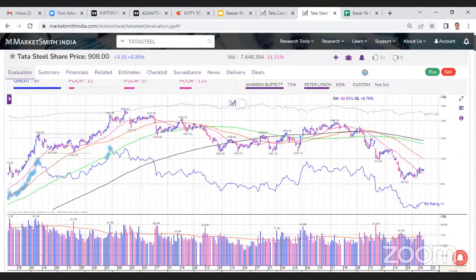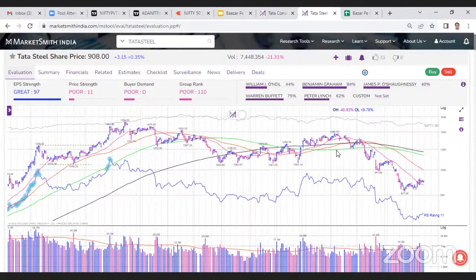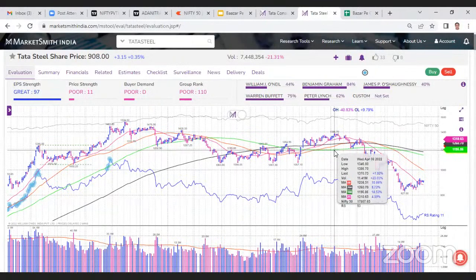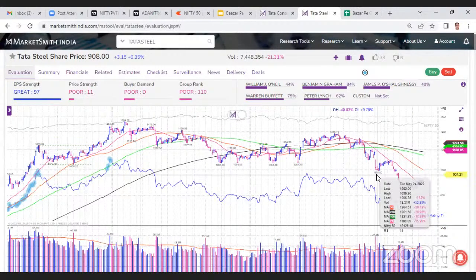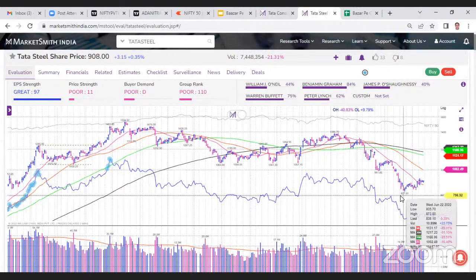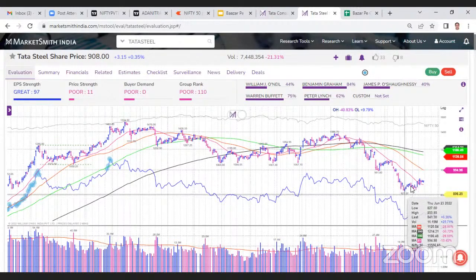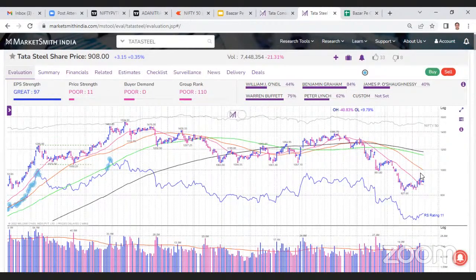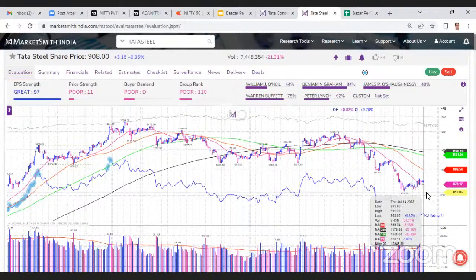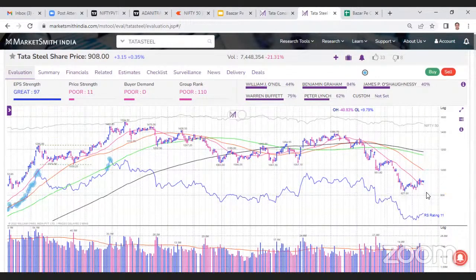Tata Steel has also fallen very sharply after the top it formed in April. From then on, the stock has formed two lower lows, 991 and 827. From 827 it has tried to bounce back and is trying to move upside. But overall sentiment in this stock is negative. It is trading below its 50 DMA, and also below its 100 and 200 DMA. However, it is trading above its 21 DMA, which is good, as it is trying to move upward.